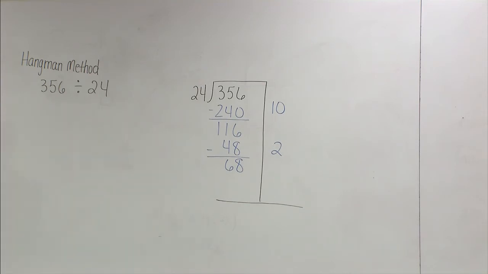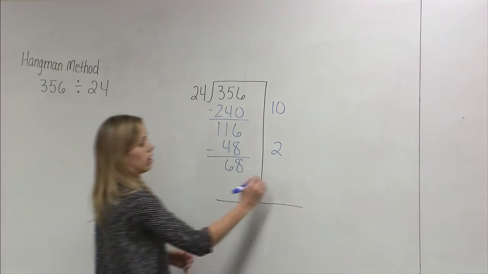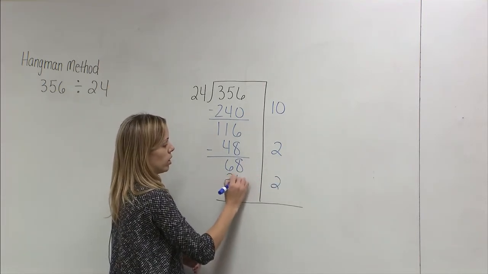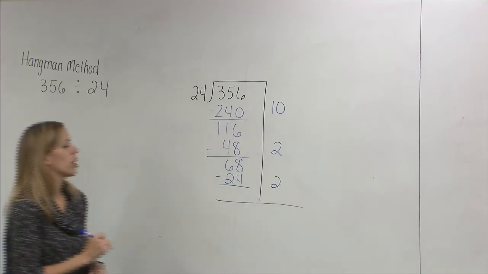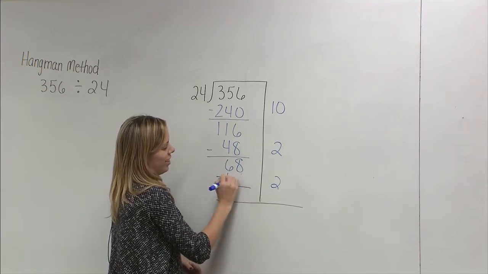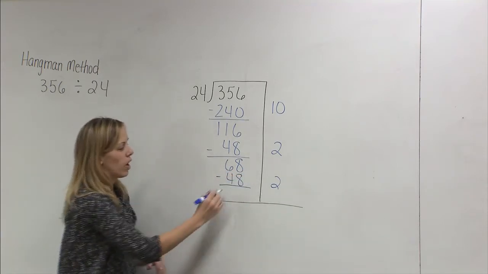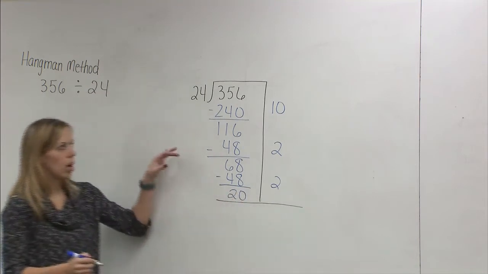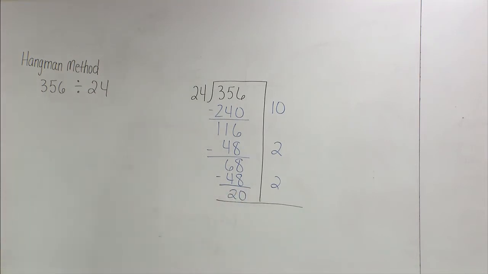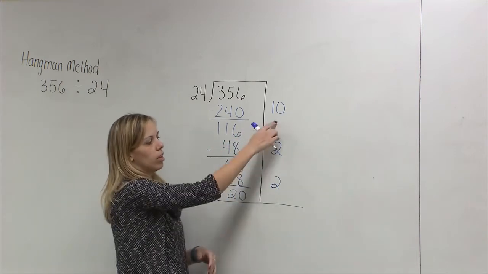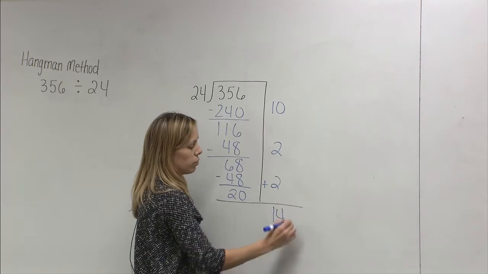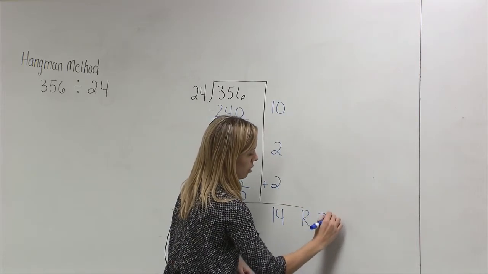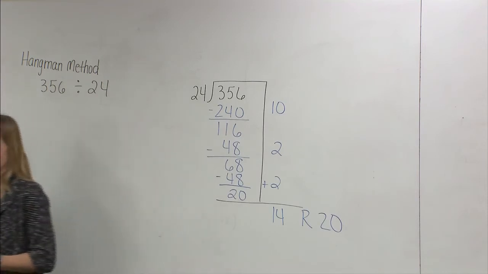Okay, I don't know exactly how many times, but I did 2 last time and that was easy, so I'll try 2 again. And so that gives me 48. And so I have 20 left. And that's smaller, so I can't divide it any further. So what I'm going to do is all these numbers that I used, I'm just going to add those together. And so that gives me 14 with a remainder of 20.